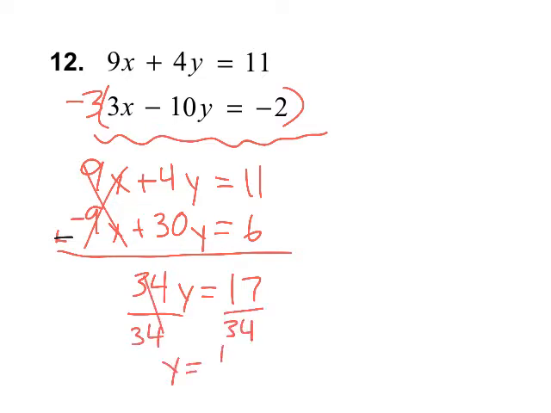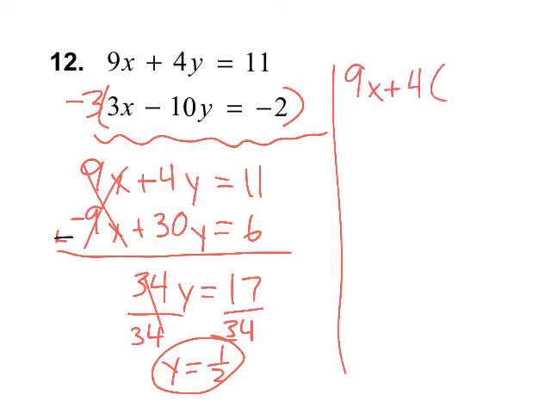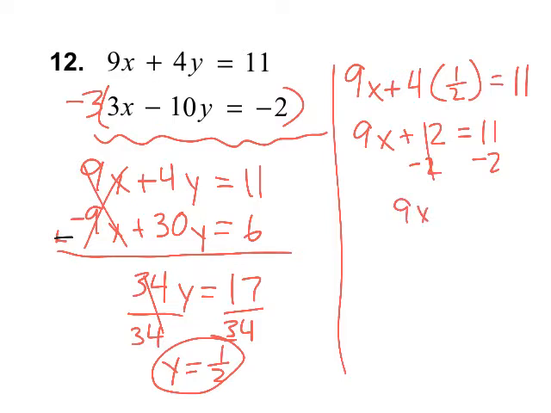And y is 1/2, or 0.5. Doesn't matter which one you use. Okay. Then to figure out the x value, I would again use the top equation if I could. So 9x plus 4 times y, which is 1/2, equals 11. Half of 4 is 2, so 9x plus 2 equals 11. Subtract the 2 over. 9x equals 9. So x is going to be 1. So I have 1 comma 1/2, or 1 comma 0.5.